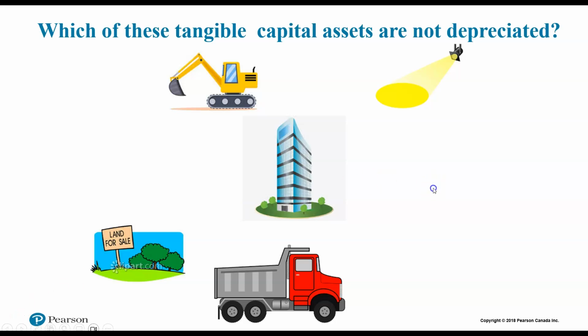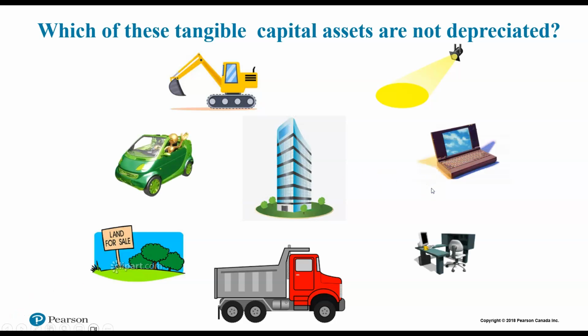All right. So all of these are capital assets that you could possibly have in your business. And every one of them would have a capital asset account on your balance sheet. Now, one of these assets is not depreciating. Do you remember which it is?